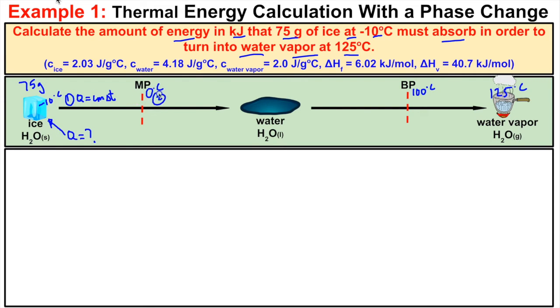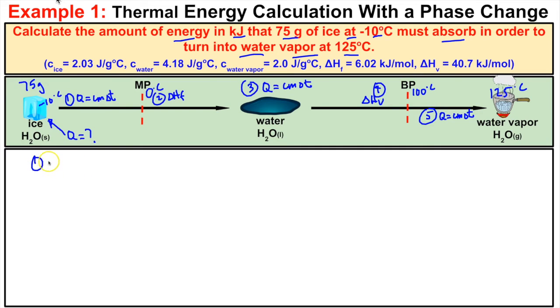Once it hits 0, we're going to have to figure out the heat of fusion. That's the amount of energy it takes just to melt the ice. Our third step is to figure out how much thermal energy this water is going to need to absorb to go from 0 to 100. Our fourth step is to figure out the heat of vaporization. That's the amount of energy it takes to convert water into water vapor. In our fifth step, we'll figure out how much thermal energy this water vapor is going to absorb as it goes from 100 to 125. Once we have all those numbers, we can simply add them up.